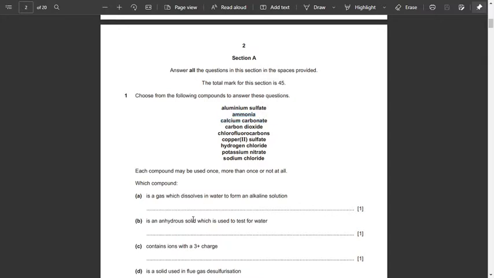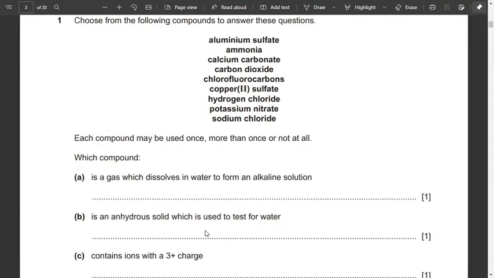Moving on to part B. It is an anhydrous solid which is used for the test of water. We do not use aluminium sulfate, none of these. We basically use copper(II) sulfate. Here we have it. So copper(II) sulfate is used for the test of water.